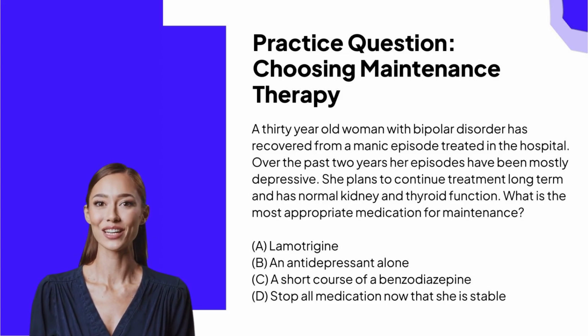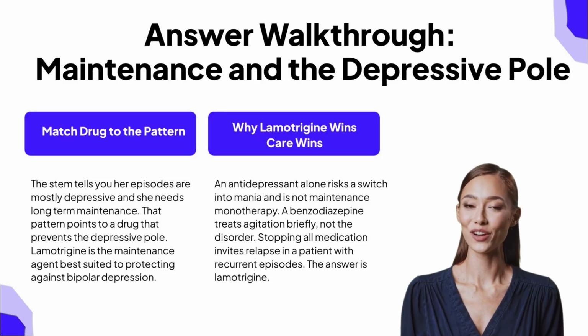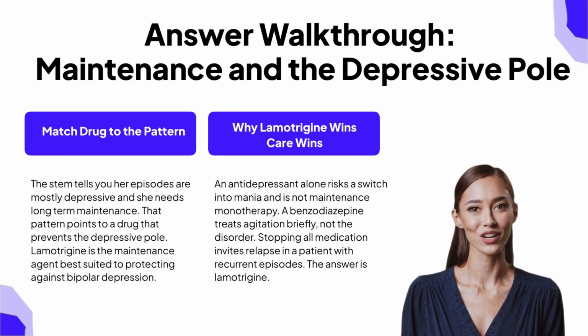Notice how the stem is steering you with the words mostly depressive and long-term. Pick your answer, then we will walk through it. Let us match the drug to the pattern. The stem tells you her episodes are mostly depressive and that she needs long-term maintenance. That combination points you toward a medicine that prevents the depressive pole. Lamotrigine is the maintenance agent best suited to protecting against bipolar depression, so it is the answer.